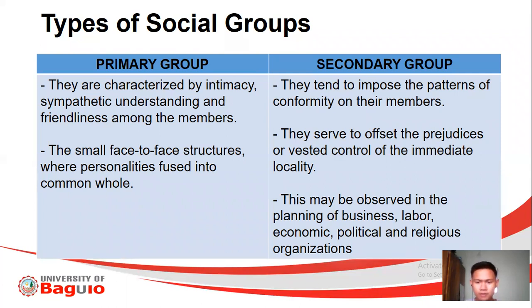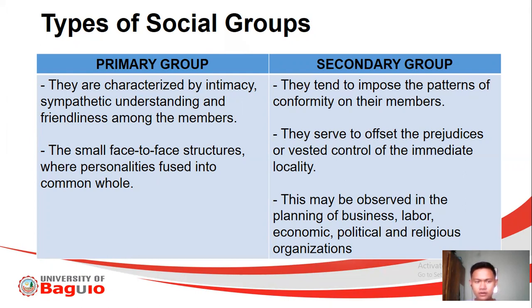So when you say primary group, we are more in close contact. Most likely it pertains to our own family, but it does not only limit to the family, but also to our friends or close friends, di ba? So from that, we can say that in a primary group, there is love or there is care for each member of the group.